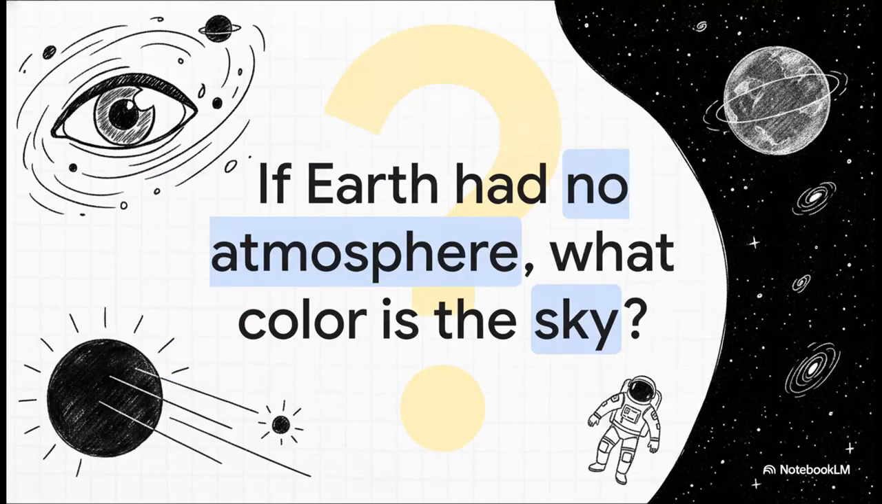We started our journey inside the tiny lens of the human eye, and we've traveled all the way out to the vast sky. Before we wrap up, I want to leave you with a thought-provoking question. If the Earth had absolutely no atmosphere, no air, no dust, nothing, what color would the daytime sky be? The answer is completely black, because without particles in the air, there would be no scattering of light whatsoever, which is exactly what astronauts see out in space.